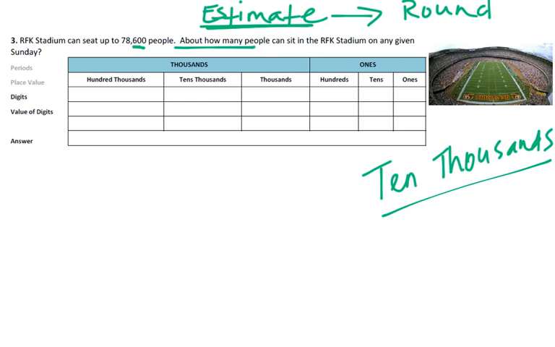So I'm going to go ahead and first build out my number in my place value chart. So 0, 0 in the tens, 6 in the hundreds, 8 in the thousands, and 7 in the 10,000ths place. Now I'm going to write what the value of each digit is. 7 in the 10,000ths place is worth 70,000. 8 in the thousands place is worth 8,000. 6 in the hundreds place is worth 600. 0 in the tens is worth 0. And 0 in the ones is worth 0.